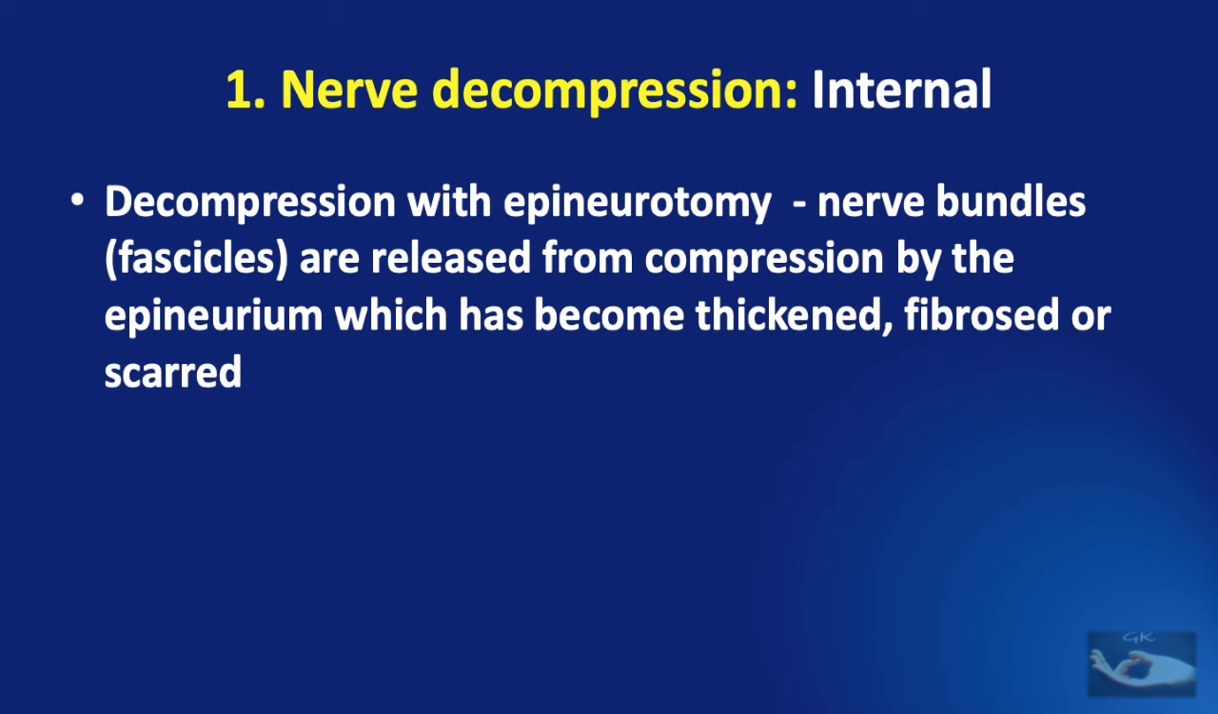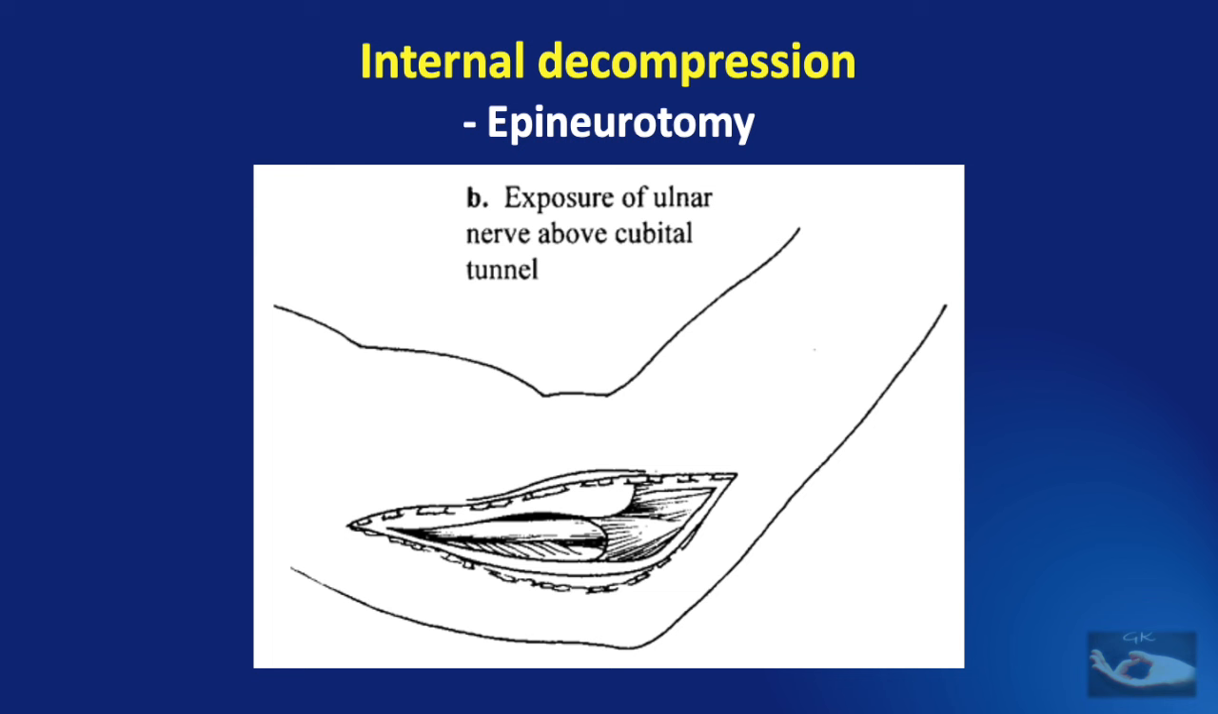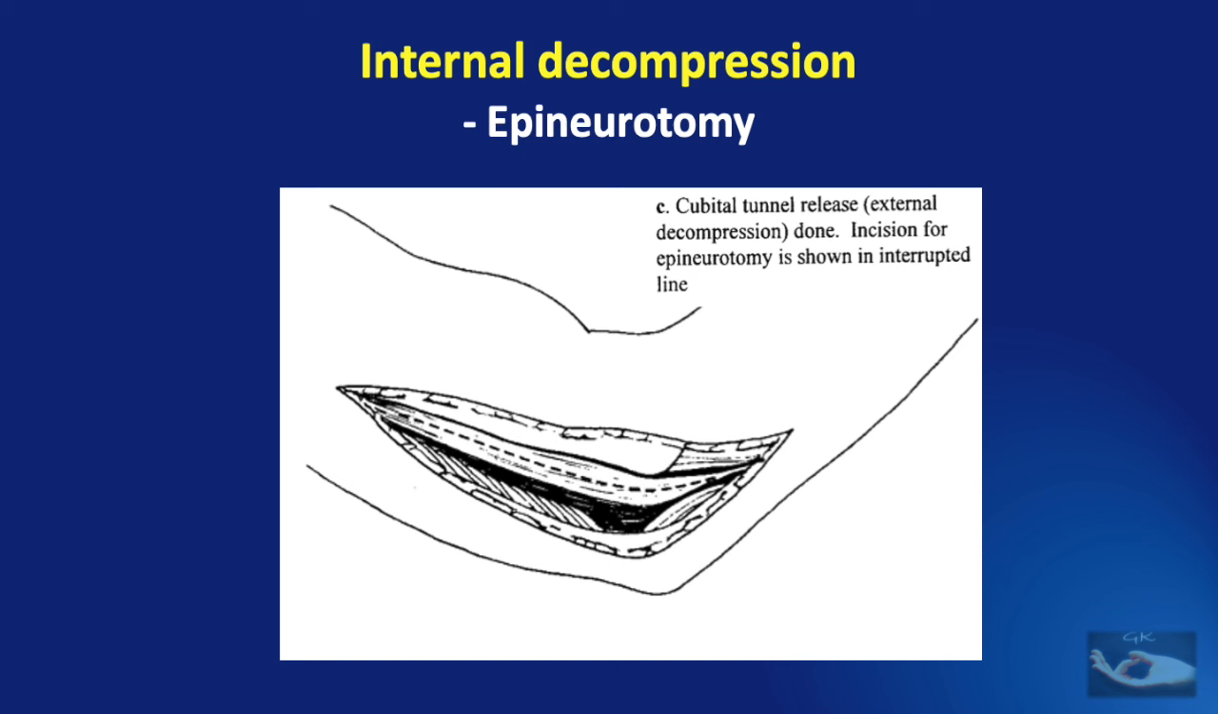Internal decompression is a procedure where decompression is done with epineurotomy, that is, the nerve bundles or fascicles are released from compression by the epineurium, which has become thickened, fibrosed or scarred. For internal decompression of the ulnar nerve, skin incision is made in the region of the medial epicondyle. Exposure of the ulnar nerve above the cubital tunnel is done, and then external decompression is done first by releasing the cubital tunnel. Incision for the epineurotomy is done as shown in the interrupted lines in the diagram.